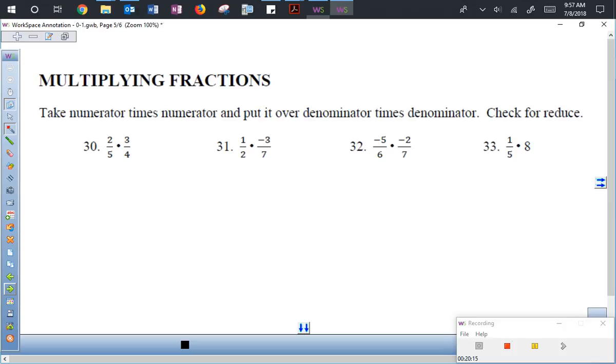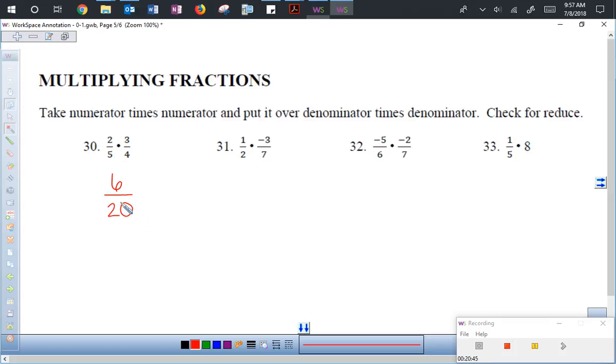All right, next what we're going to talk about is multiplying fractions. Multiplying fractions is very easy. All we have to do is take the numerator times the numerator and put it over the denominator times the denominator and double check that we don't have to simplify. So on number 30, I have 2/5 times 3/4. Again, numerator times numerator. So 2 times 3 gives us 6 over denominator times denominator, 5 times 4, which is 20.